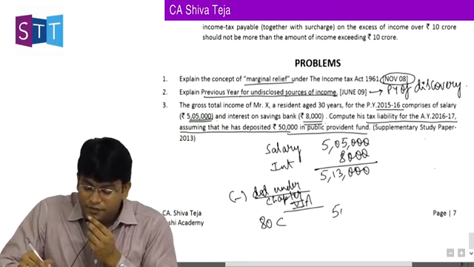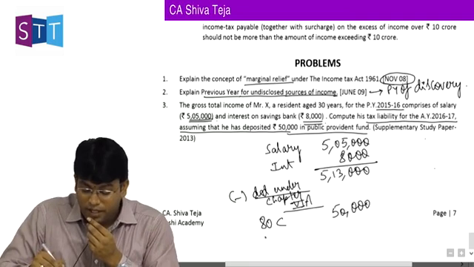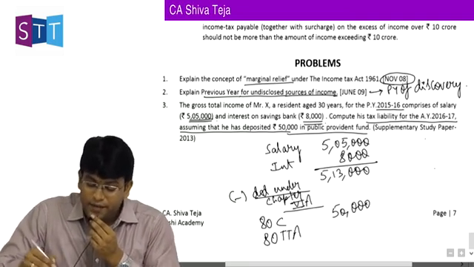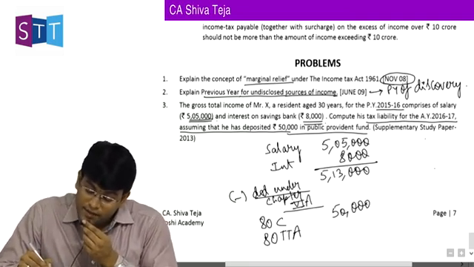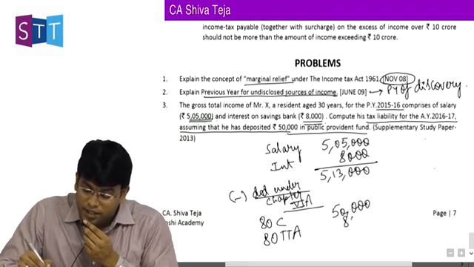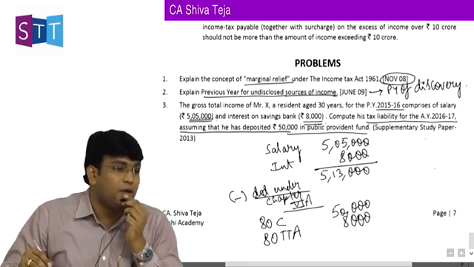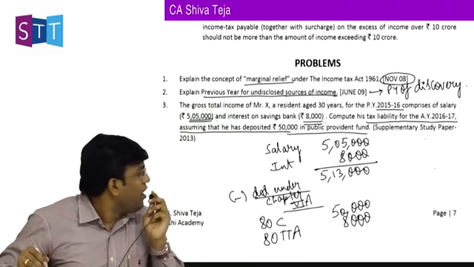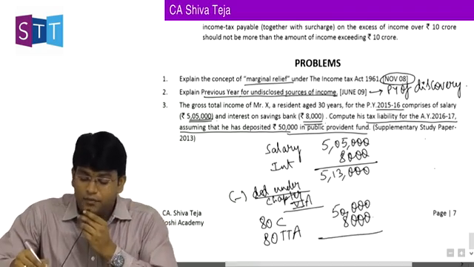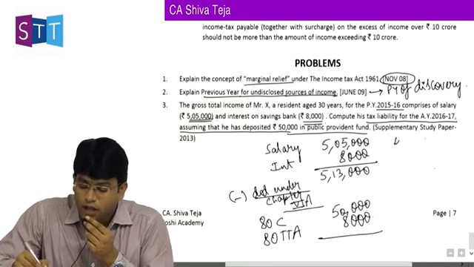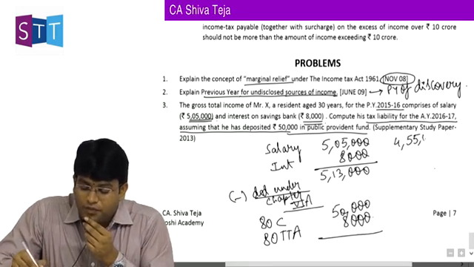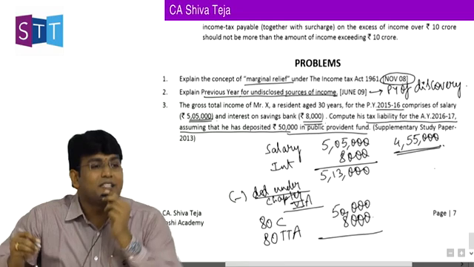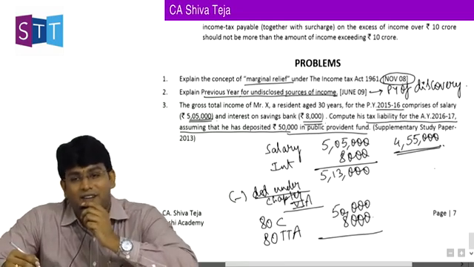Under 80C we have 50,000. What he has put in provident fund? Under 80TTA we have savings bank account interest of 8,000, because it is interest or 10,000, whichever is lower. Correct, sir? Say something. If I reduce that 8,000, the figure comes to 4,55,000.